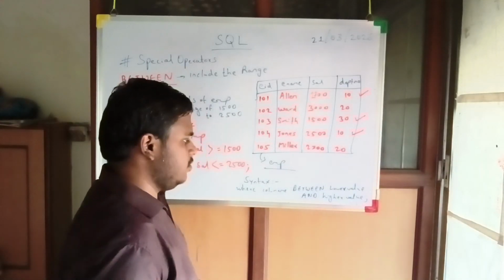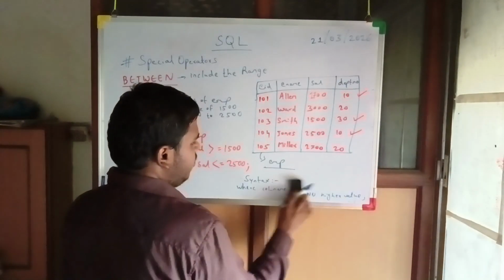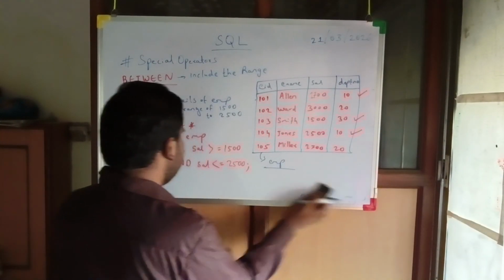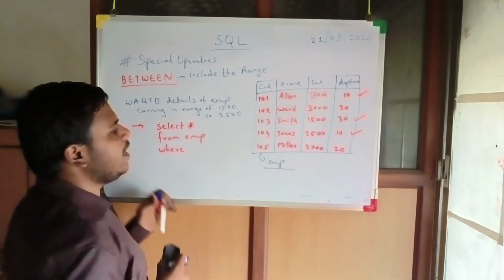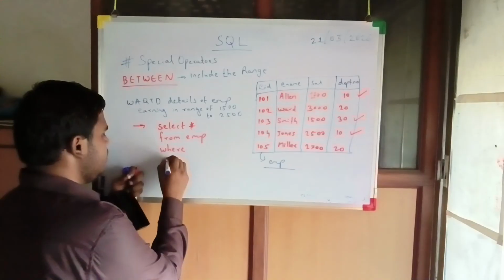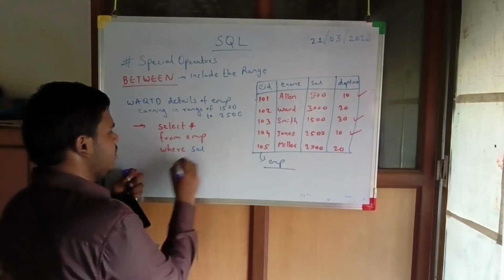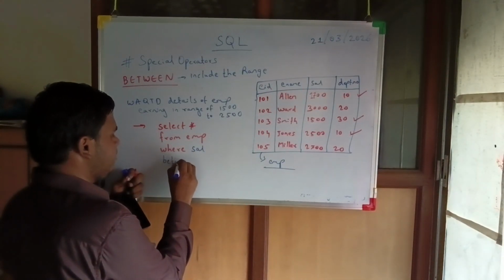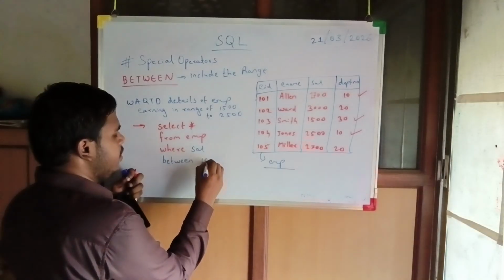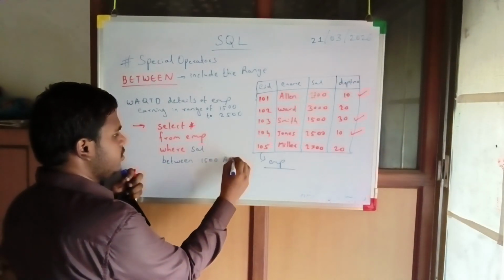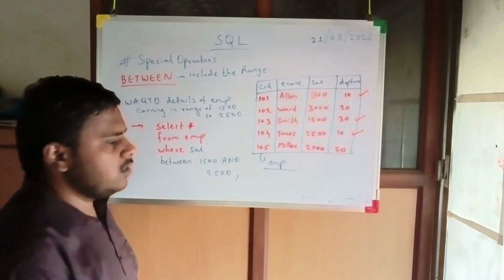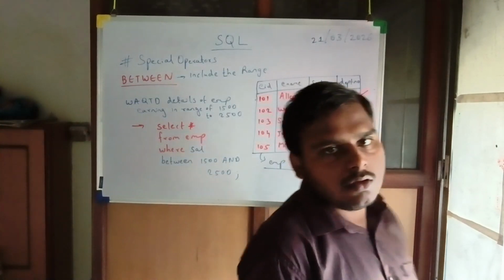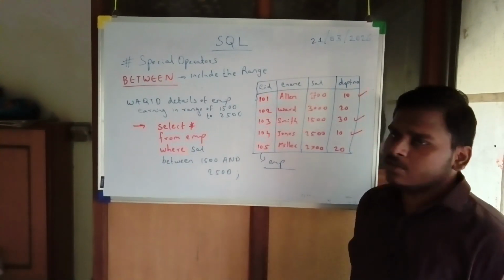Sir, how will we write it here? Okay, don't worry, we will see. Which column am I talking about? The salary column. Earning means salary. Where salary between 1500 and 2500. This is how we will write the query. So our query length got optimized here.